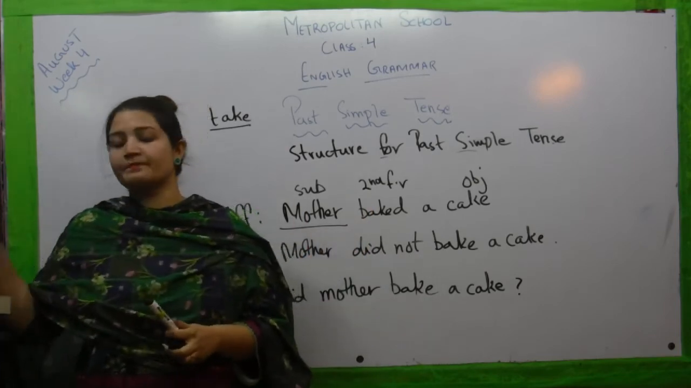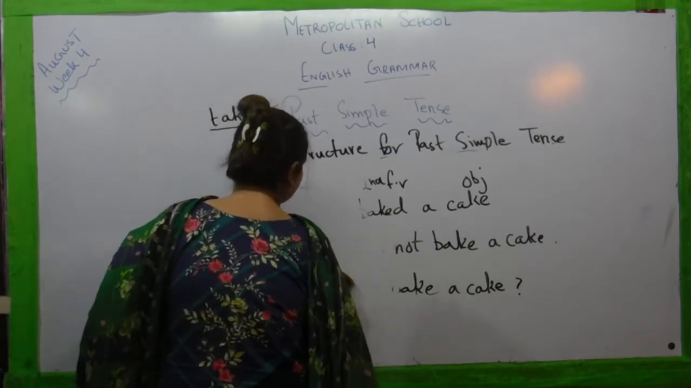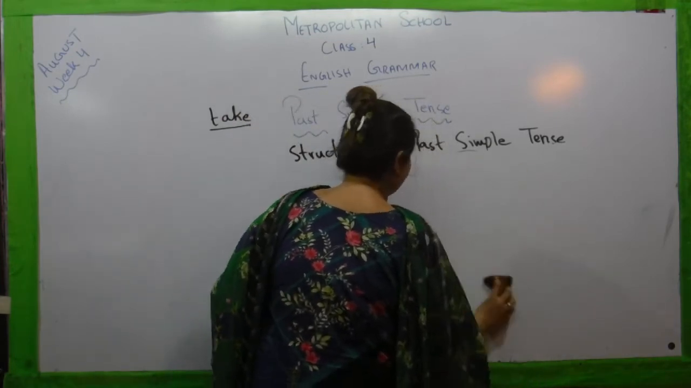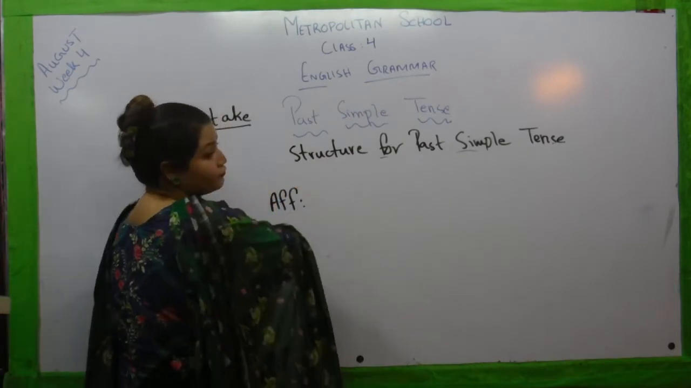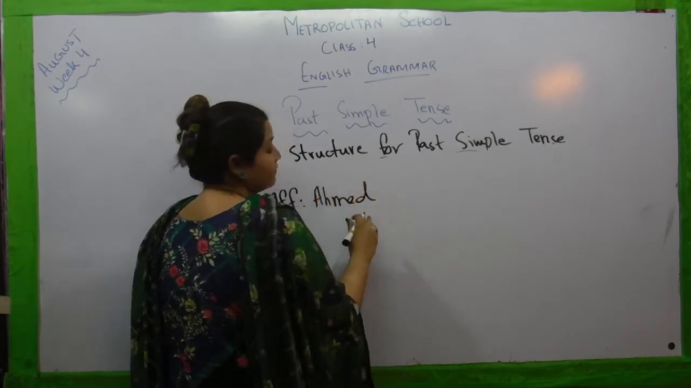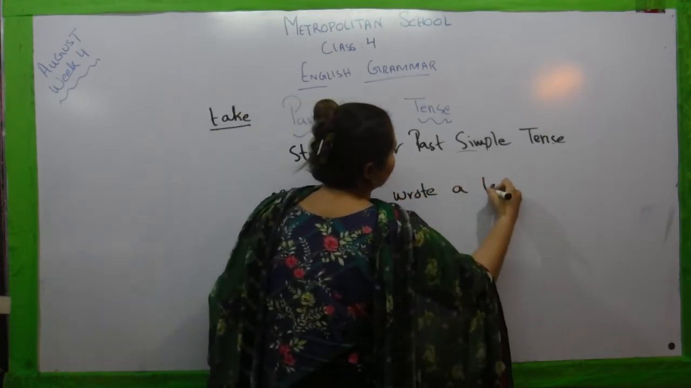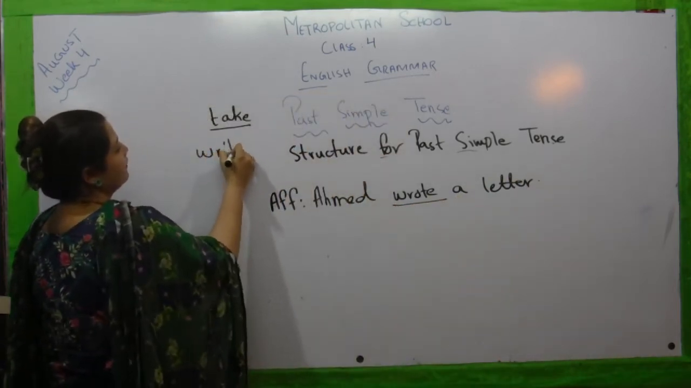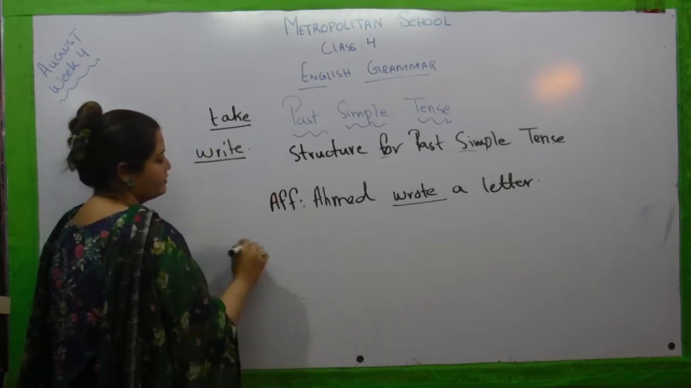Now let's move towards the next sentence, which is Ahmad ne khat likha. What will be the affirmative translation of this sentence? Ahmad ne khat likha. For the affirmative, we have to write the subject first, and subject is Ahmad. What is the second form of verb? Wrote a letter. Here wrote is the second form of write. So for the negative and interrogative, we will use this form, write.